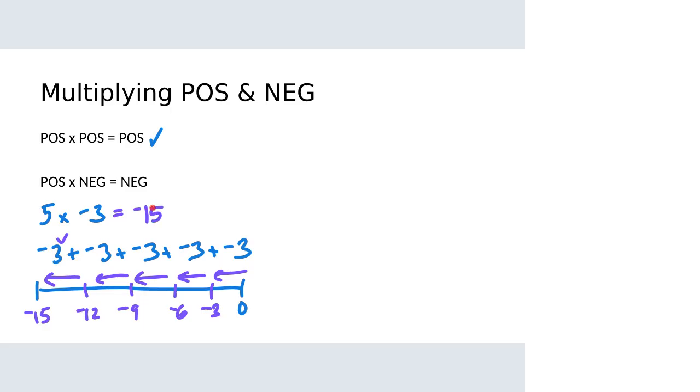And that's a way of looking at the idea that if we take a positive and multiply by a negative, the result that we're going to get is negative.